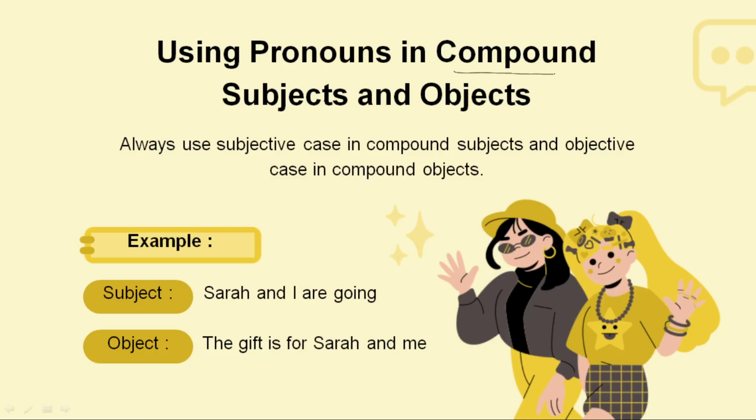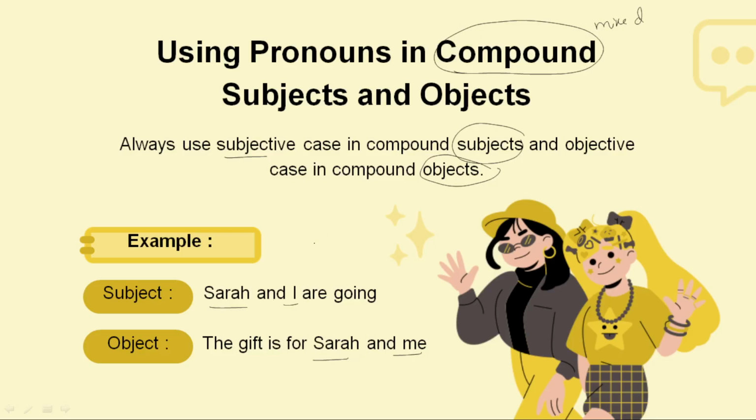Yes, and using pronouns in the compound. What is compound? Means mixed. In the mixed sentences. Okay. Mixed subjects and objects. Please remember, use the subject case pronouns in the compound subjects and object case in the compound objects. Example, see here. Sarah and I are going. Here both are subjects only. And here the gift is for Sarah and me. Both are objects. In the compound subjects, use the subjects only. In the compound objects, use the objects only.